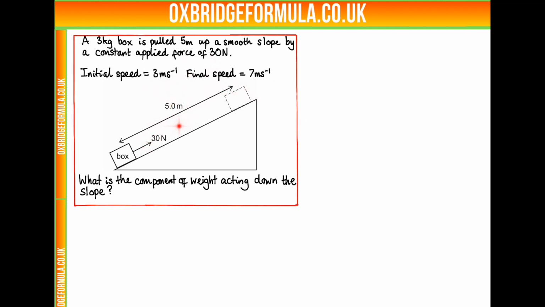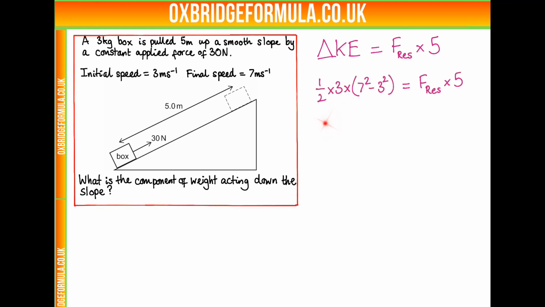forces and a distance. So this could be the change in kinetic energy going up from one point to another is equal to the resultant force times the distance moved. So this will be responsible for why the speeds are different. So if we incorporate this information, we have a half times 3 for the mass times the difference in speed squared is resultant force times 5.